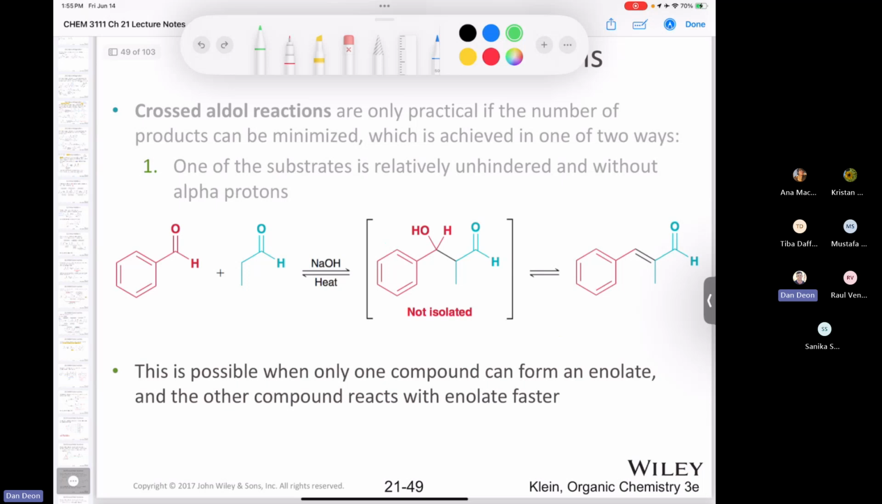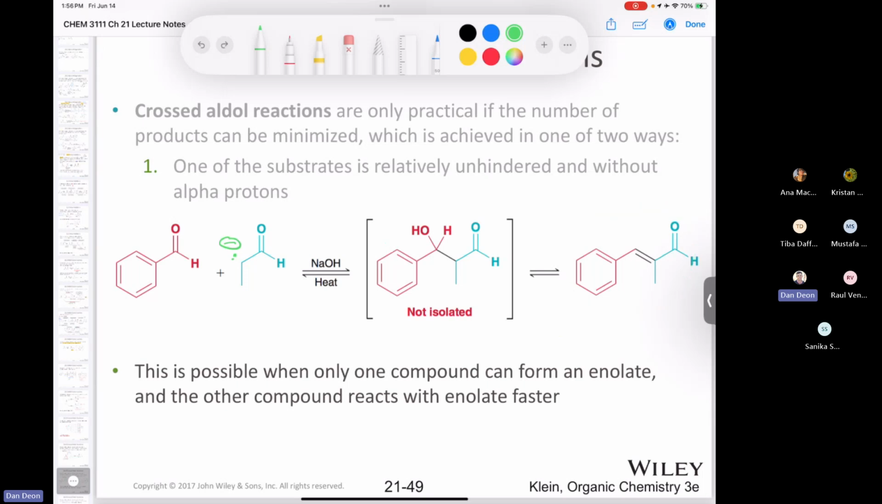Let's see here. It says relatively unhindered without alpha protons. Now this one here is a little bit interesting because if you were to mix these two in a reaction flask, you're only going to have the enolate of this compound. Why? Because there's no alpha protons here, right? There's no alpha proton on this carbon, and this is a hydrogen, not a carbon. So the only enolate that we could form here would be this compound. And so it's going to react with the benzaldehyde. And the driving force here is that you're going to end up with something that's completely conjugated. So that's going to push the reaction forward here.